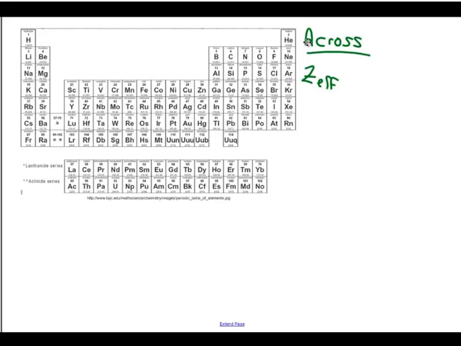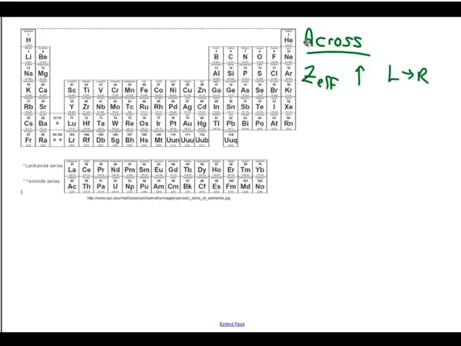The size of the atom doesn't really change because I'm not adding energy levels. I'm adding protons in the nucleus, I'm adding electrons in the current available energy shells, but I'm not adding energy shells. So, as I add protons, the effective nuclear charge keeps increasing. The pull that those outer shell protons feel gets bigger and bigger as I go left to right. So, moving left to right across a row, effective nuclear charge increases.